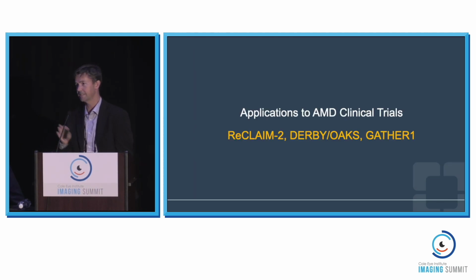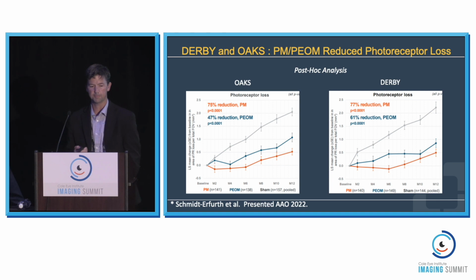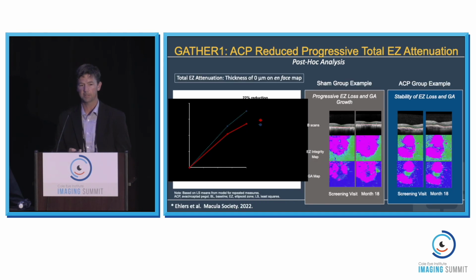One of the big questions is, can we apply this in clinical trials? Can we look at this in our patients who are sitting in front of us? One of the exciting things is we're seeing in multiple different studies that we can now measure this. This is from the STEALTH RECLAIM 2 phase 2 study showing reduction in progression of photoreceptor loss. This is work by Ursula Schmidt-Erfurth in the OAKS and DERBY studies showing significant reduction in photoreceptor loss with pegcetacoplan. And similarly here in the GATHER1 program, showing reduction in photoreceptor loss based on ellipsoid zone integrity as measured here.